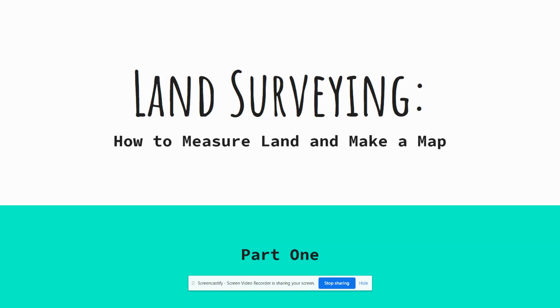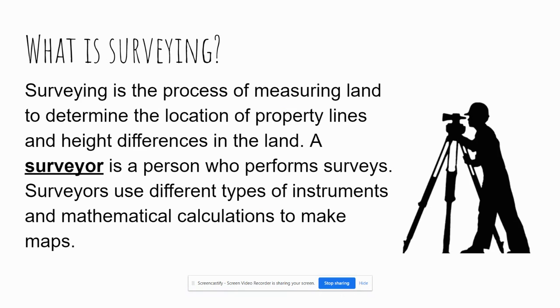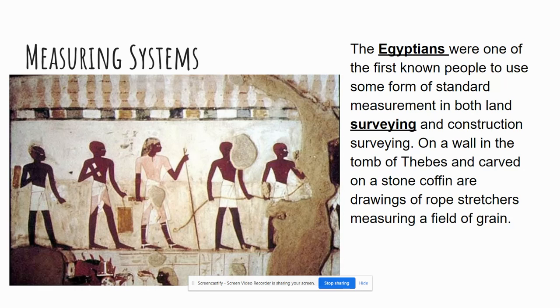In this presentation, you will learn about what a surveyor is, what they do, and how they survey. What is surveying? Surveying is the process of measuring land to determine property lines and height differences in the land. A surveyor is a person who performs surveys. Surveyors use different types of instruments and mathematical calculations to make maps.